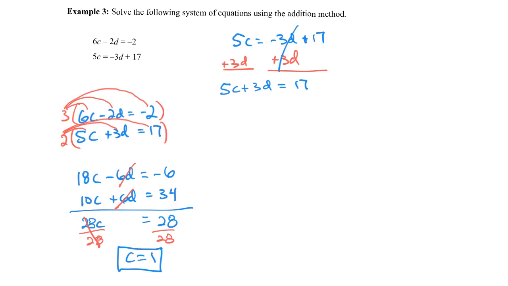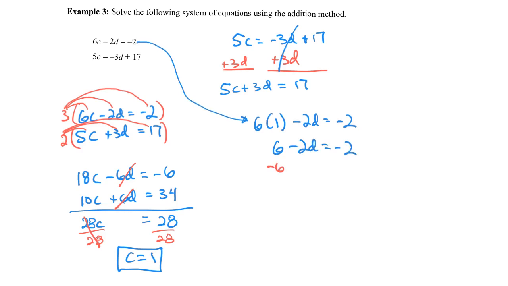Now we just need to figure out what d is. So once you have the first answer, just go back and pick either one of these. It doesn't matter. Plug c equals 1 in for one of these c's and see what you get. So it doesn't matter really. I'll take this one and move it down here. So 6 times c is 1, minus 2d equals negative 2. So this is 6 minus 2d equals negative 2. I want to get d by itself, so I'm going to subtract 6.